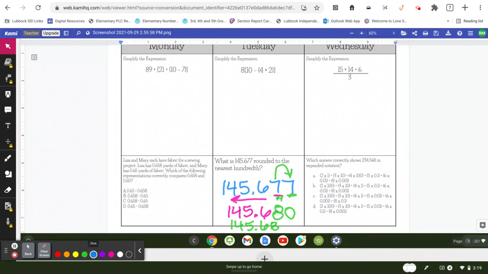Okay, looking at expanded notation, what they tried to do on district assessments is put them in the wrong order to trick you. I would start with your whole numbers to make sure they match up. So looking at this one, this says 2 times 1. Well, my 1 is in the hundreds place, so it cannot be A. 2 times 100, that one works. Okay, now my tens place is 3. 3 times 10. My ones place, 4s. Those work.